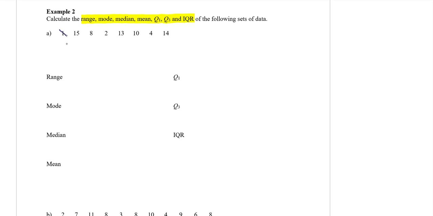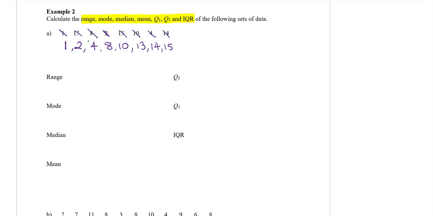So the smallest number is 1. I'm going to cross it off. 1's first. 2 is the next biggest number. So cross that off. Then 4. Then I have an 8. Then I have 10, 13, 14, and 15. Okay, so there are all my numbers in order from smallest through to largest.